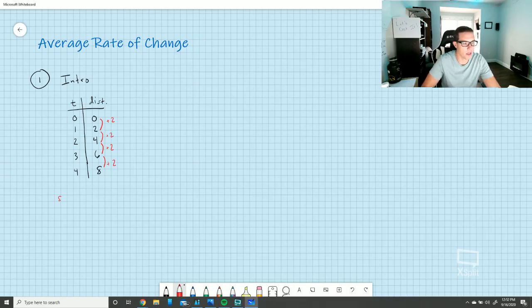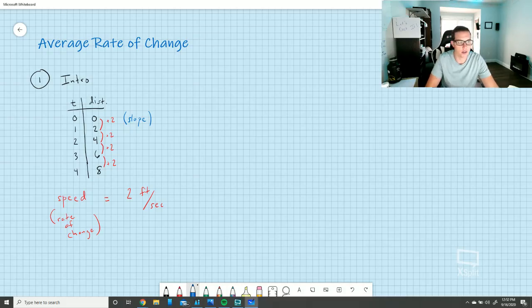So my speed, or my rate of change in this problem, was 2 feet per second. Always, based on those numbers, it looks like I was just traveling at a constant rate of 2 feet per second. And if I were to graph it, this would be otherwise known as the slope. So the slope is your rate of change. And this is linear.